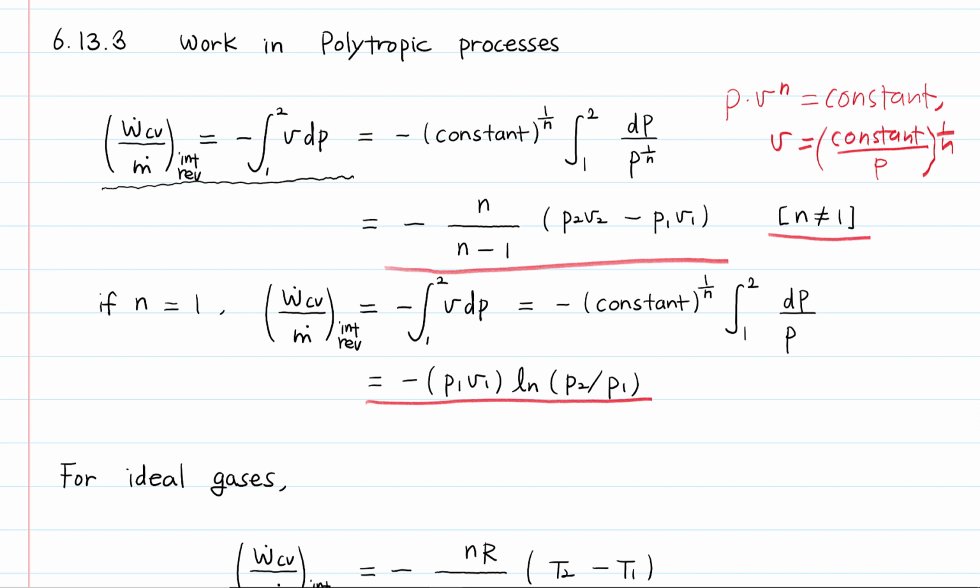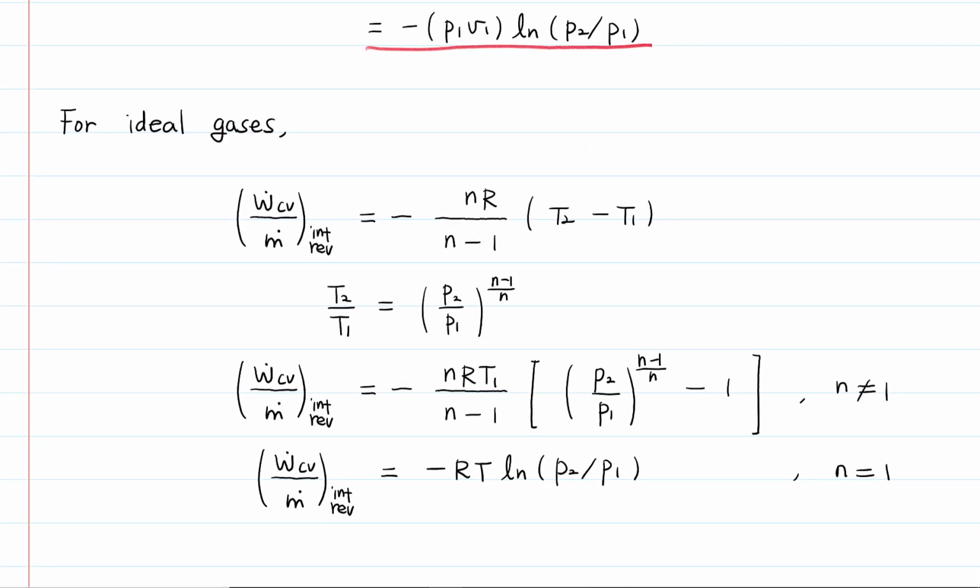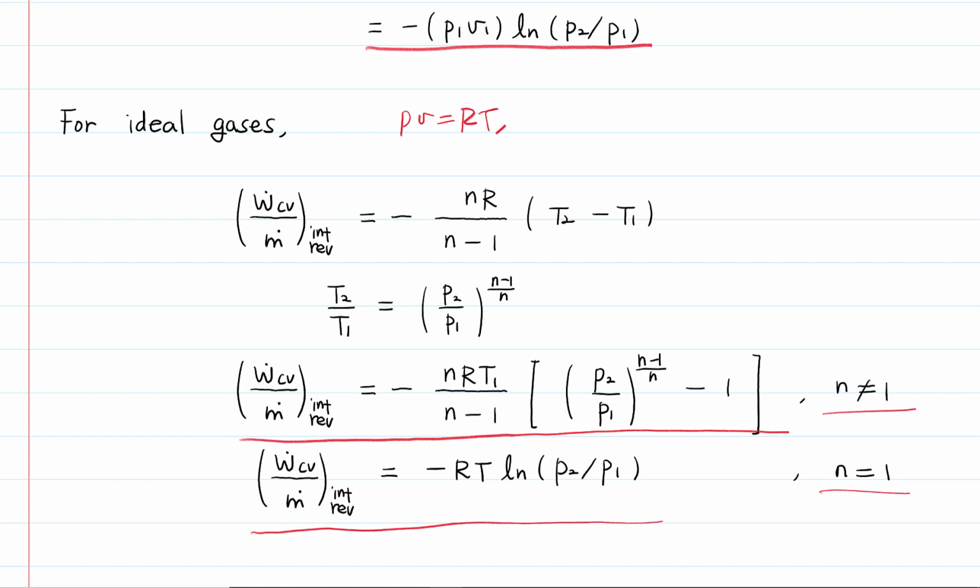So note that this is the work expression for a steady device undergoing a polytropic process without irreversibilities with a single inlet and single exit. Additionally, if it is considered as an ideal gas, we use the ideal gas law, PV equals RT. The work expression can be expressed as follows. When n is not 1, the work expression is expressed here. When n is equal to 1, the work expression is expressed here. So this expression is for ideal gas.